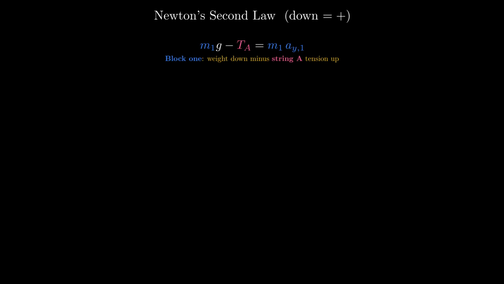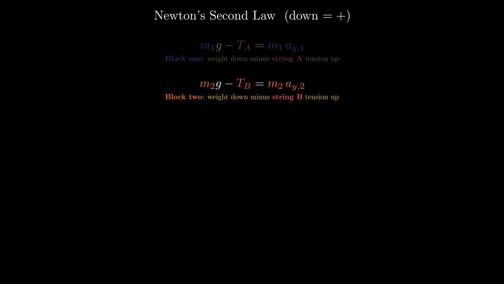For block 1, its weight, mass 1 times g minus the upward tension in string A equals mass 1 times its acceleration. For block 2, mass 2 times g minus the tension in string B equals mass 2 times its acceleration. For block 3, the same form, mass 3 times g minus the tension in string B equals mass 3 times its acceleration.